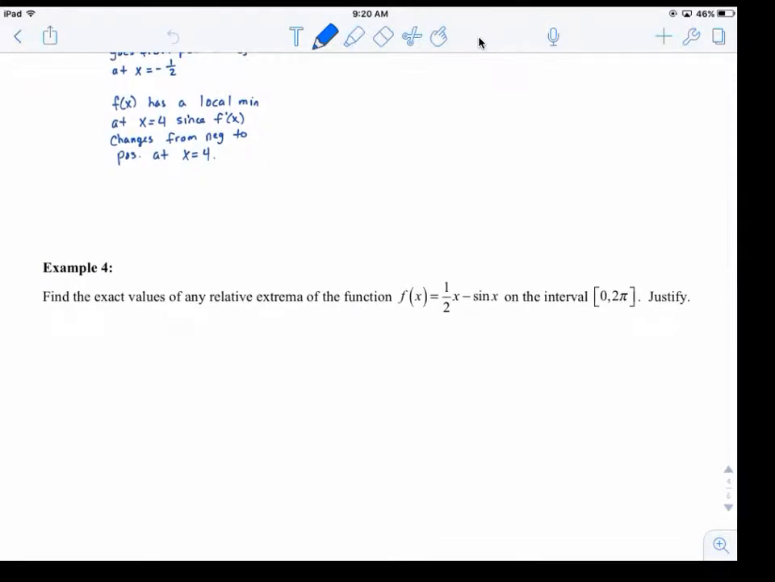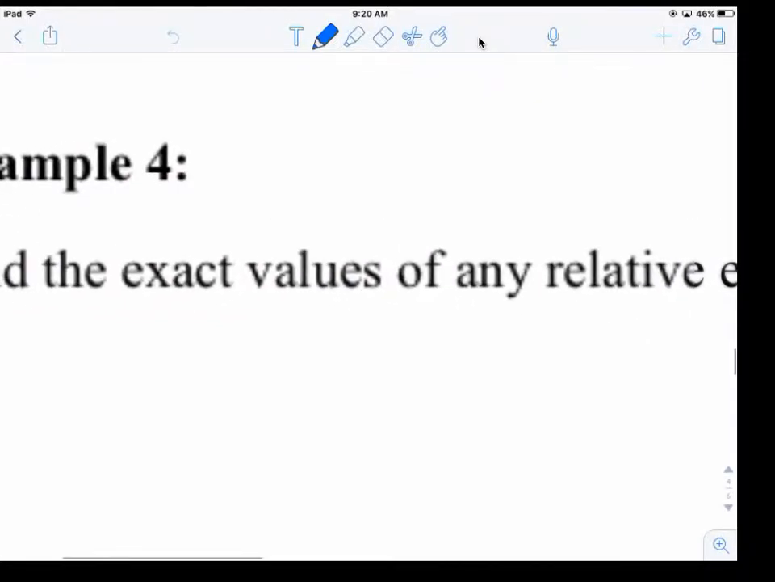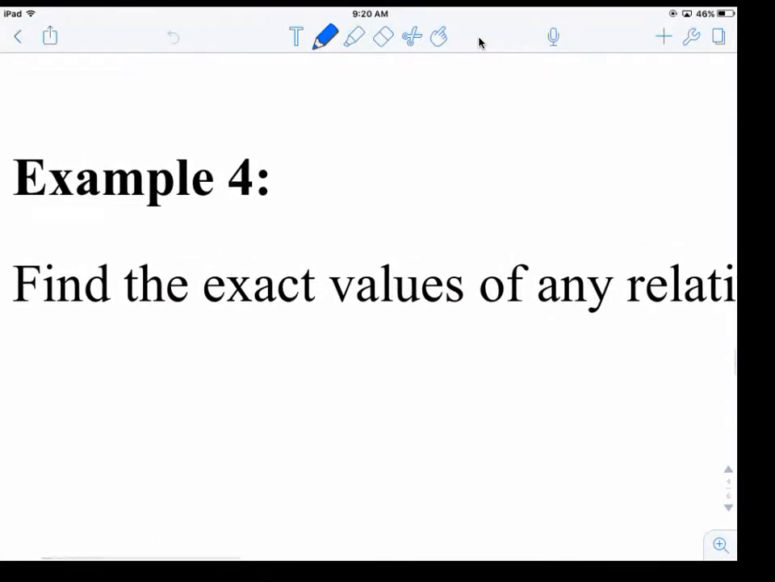All right, so it says find the exact values of any relative extrema of 1/2 x minus sine of x from 0 to 2 pi and justify. Since it's saying exact values, we're going to need to find both where we have relative extrema and also the y values that go with them. Last example, we were more concerned with just the x value. Now we want the y value as well.